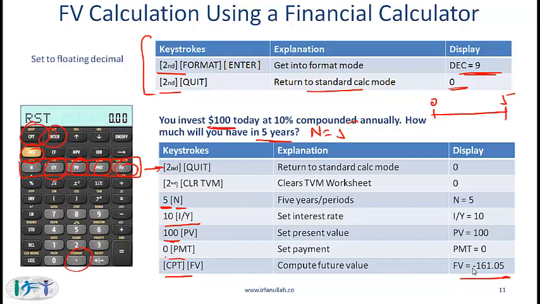We have a minus because the calculator assumes that the future value will have the opposite sign relative to the present value. If you put in plus 100 here, then at the end of 5 years, the calculator assumes that you are taking the money out, so it will give you minus 161. If during entry you had put in minus 100, then the calculator would give you plus 161.